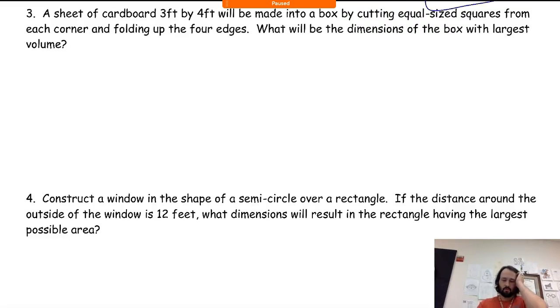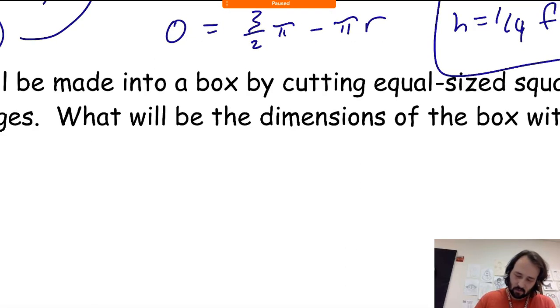So a sheet of cardboard will be made from a box by cutting equal size squares from each corner and folding up the 4 edges. What would be the dimensions of the box with the largest volume? So in order to make this into a box, I'm going to leave the top of the box open. I don't say that, but I should have said that. An open box. An open box.